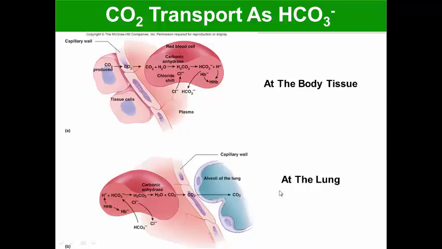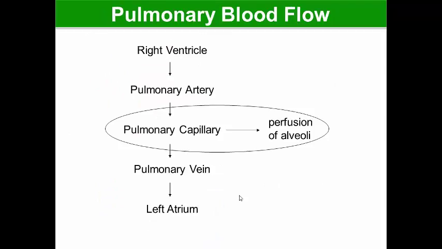At the level of the lungs, here we have now alveoli. We have again a chloride shift taking place at the level of the lungs, but in the opposite direction to the chloride shift which we have at the level of the body tissues. So chloride ions get out, and bicarbonate ions get in. Bicarbonate ions take the protons from hemoglobin. So we have carbonic acid. Carbonic acid dissociates to water and carbon dioxide. Carbon dioxide diffuses to the alveoli, and the body gets rid of carbon dioxide during the process of expiration. So I finished with the carbon dioxide transport.